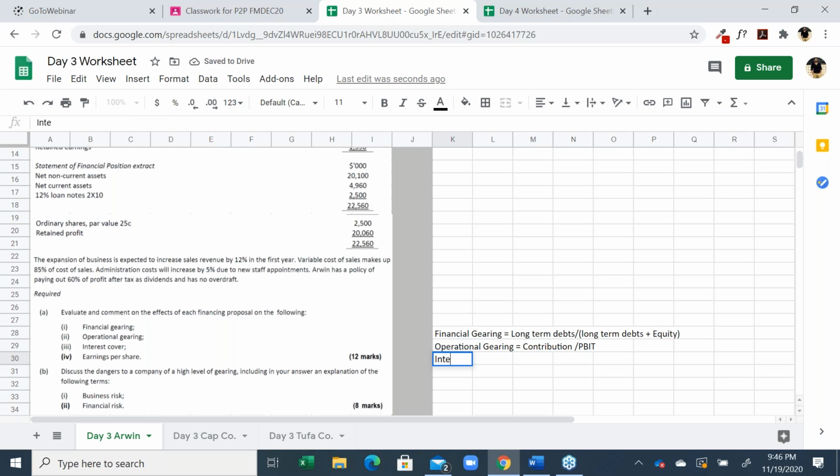And for interest coverage, it's PBIT divided by interest, and EPS is profit after tax divided by ordinary shares.